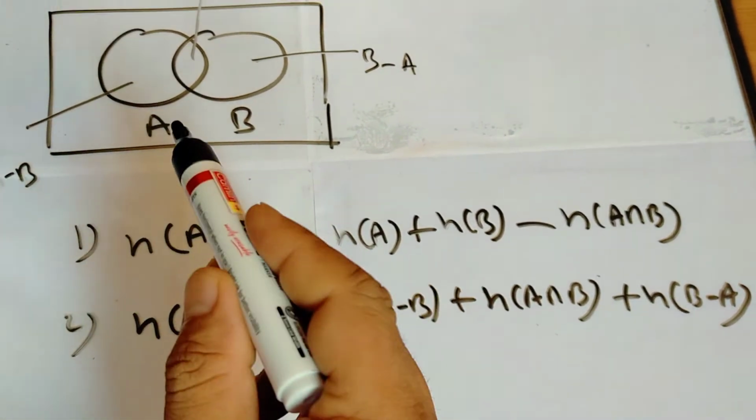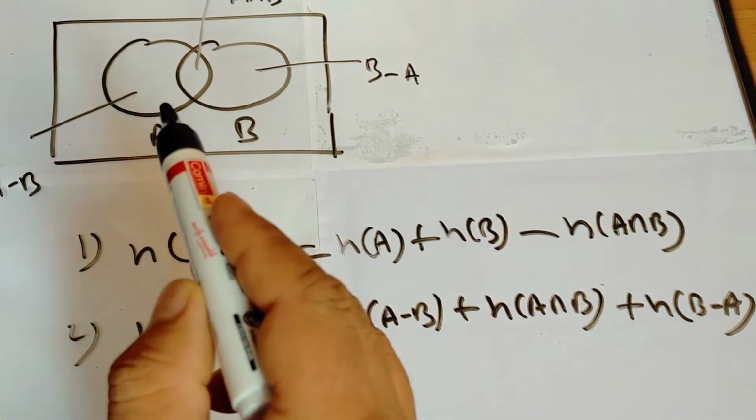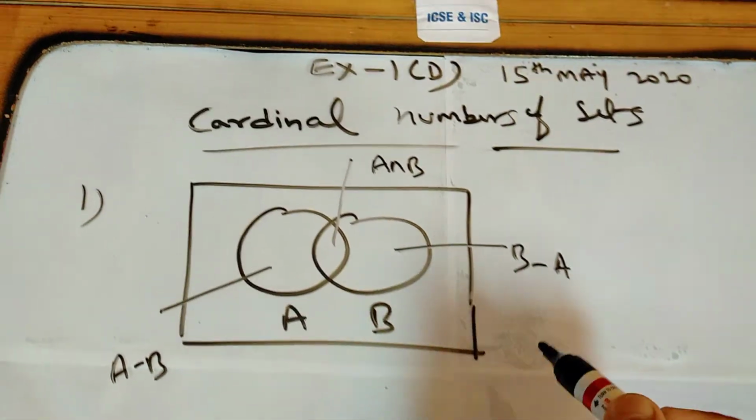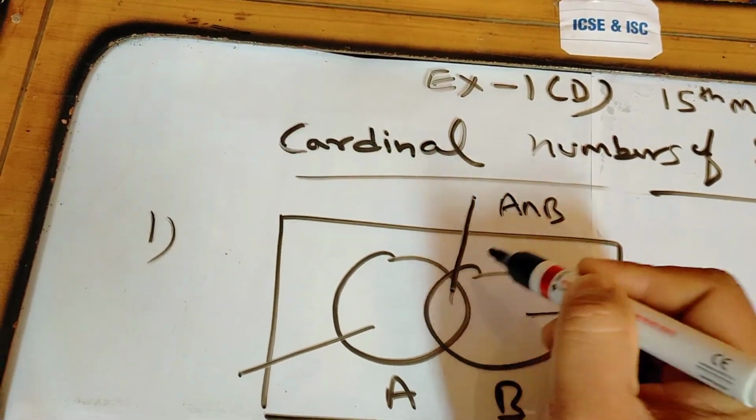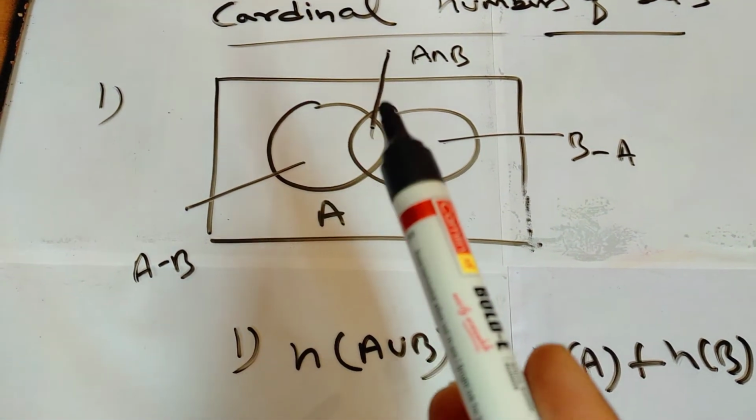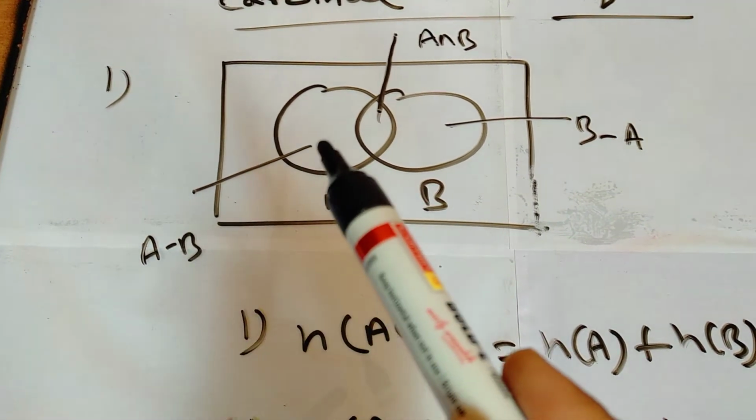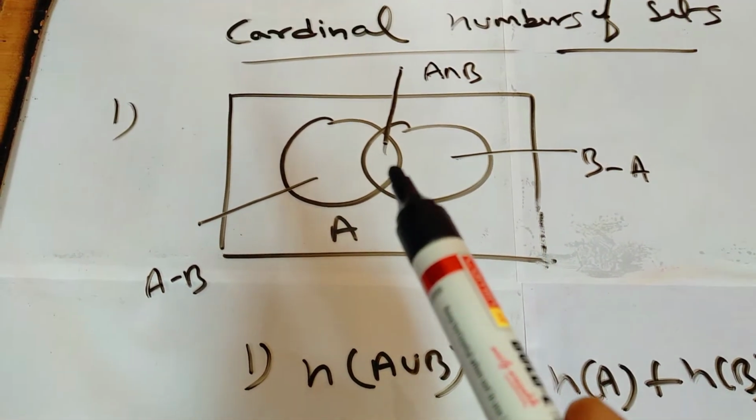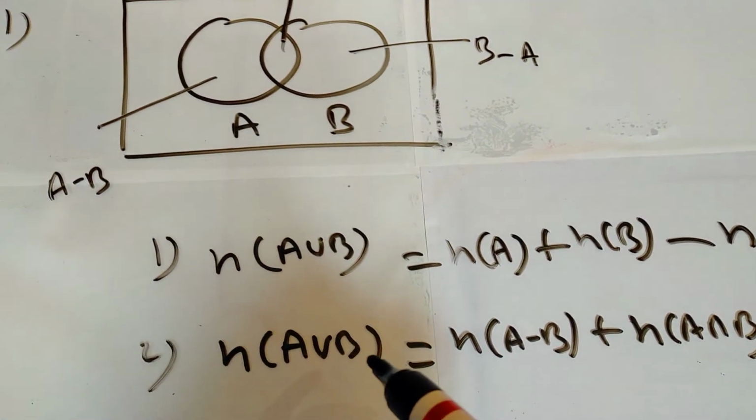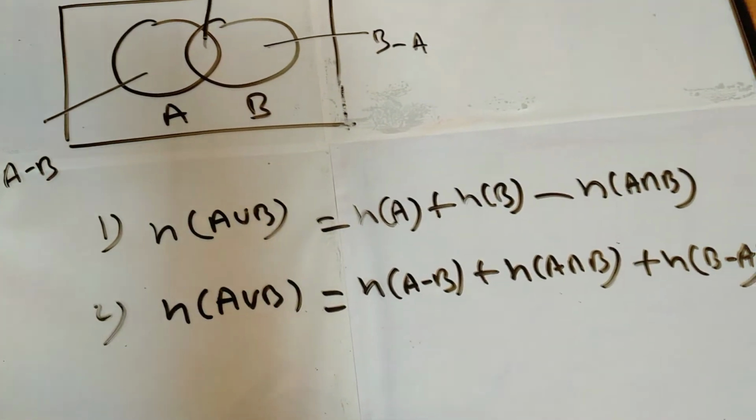What we are doing is, because the complete set is A union B, A union B is basically this part plus this part plus this part. So this is A intersection B. So A minus B plus A intersection B plus B minus A. The number of elements in A minus B, number of elements in A intersection B, and number of elements in B minus A is the number of elements in A union B. So that is the second rule we discussed here.